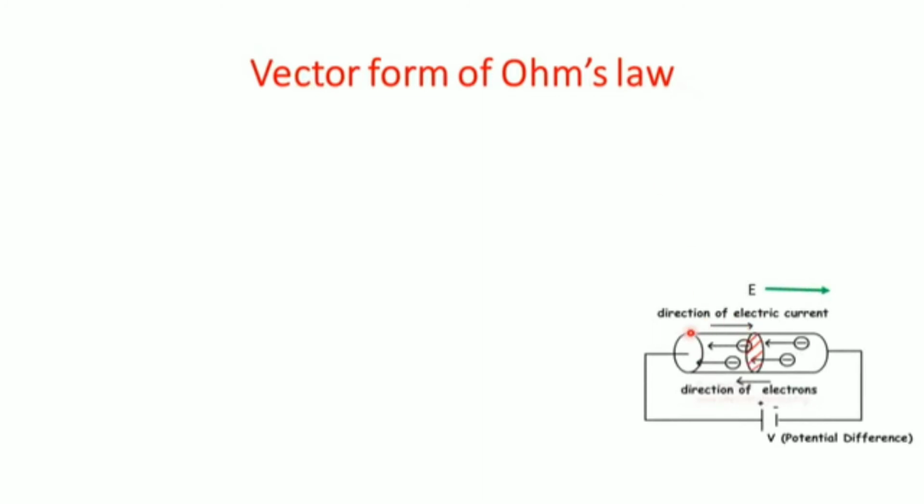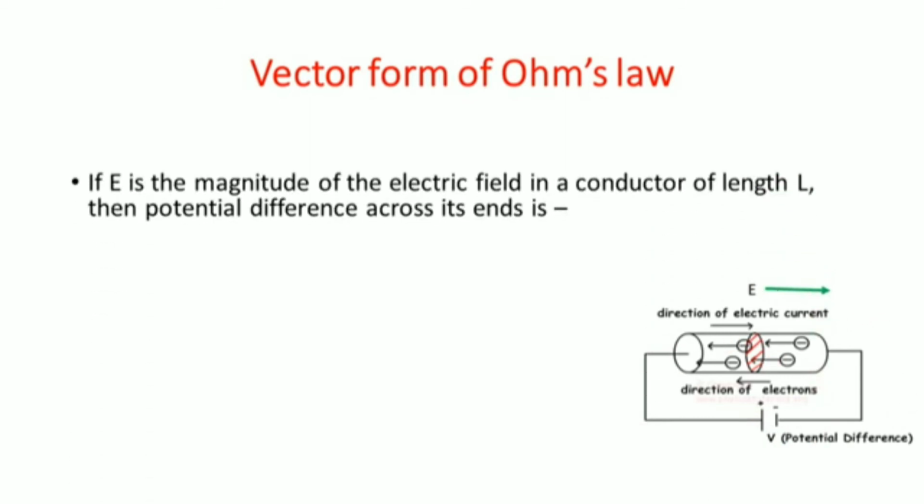Now we will see the vector form of Ohm's law, a very important part. In this diagram you can see a conductor of length L across which electric field E is established by a battery having terminal potential difference V. So electric potential can be written in terms of electric field by the relation V is equal to E into L. As you know, electric field is potential drop per unit length of that conductor. So V is equal to E into L is the expression.